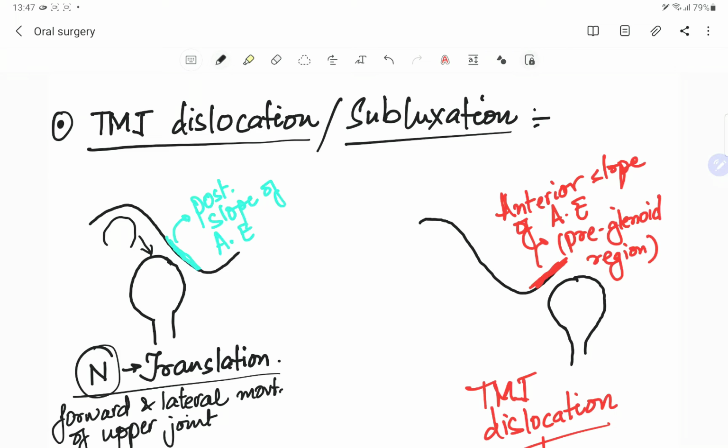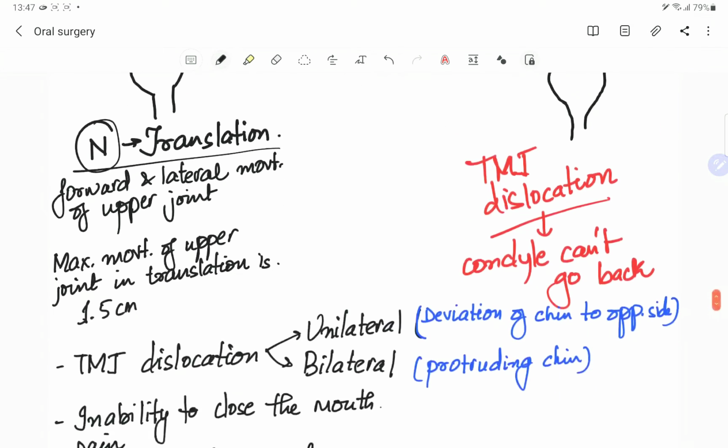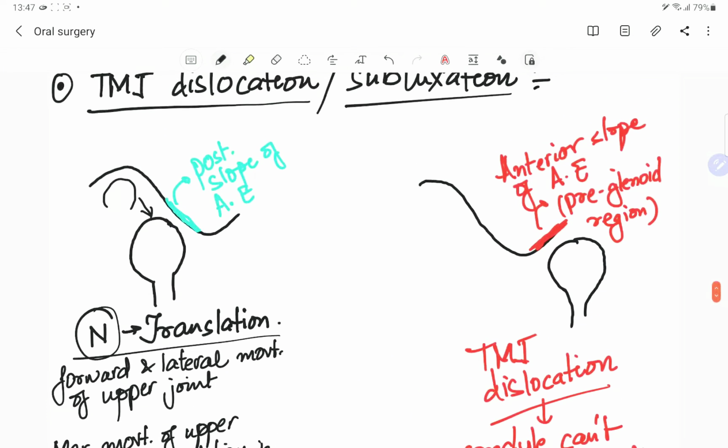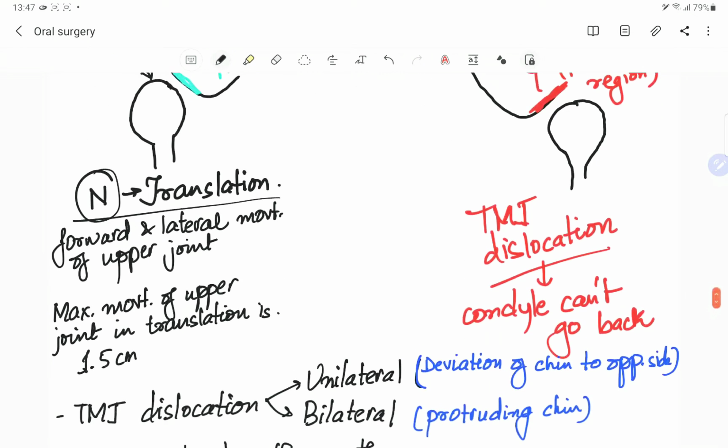So, there is a forward and lateral movement of the upper joint, and the maximum movement of the upper joint in translation is 1.5 centimeters. Then in Tmj dislocation, the anterior slope of the articular eminence, basically the pre-glenoid region, translates with the condyle. So, the condyle has passed the articular eminence, gone beyond it. Now, the condyle cannot come back to its original position. This situation can be unilateral or bilateral.